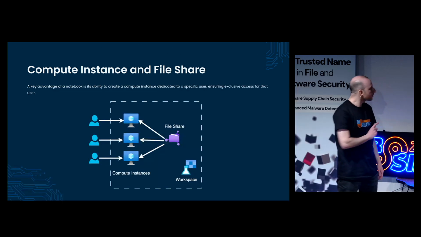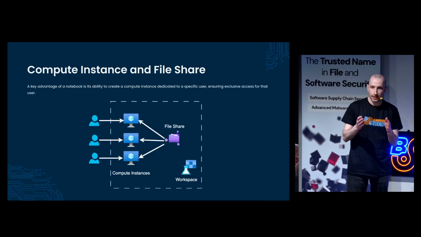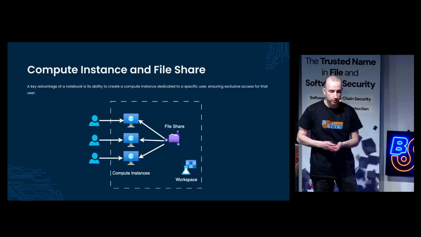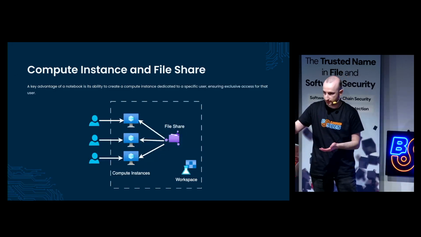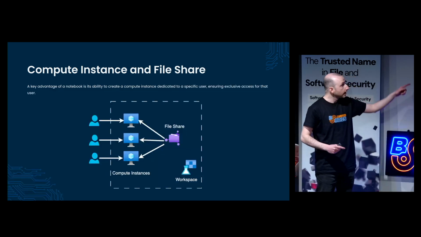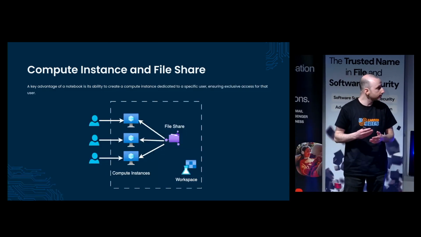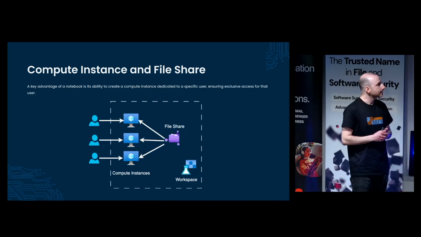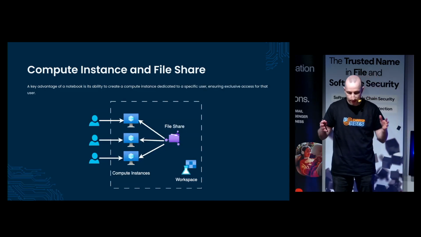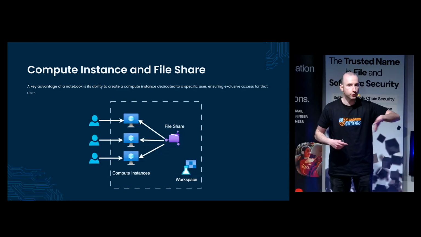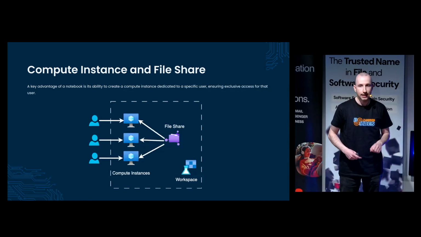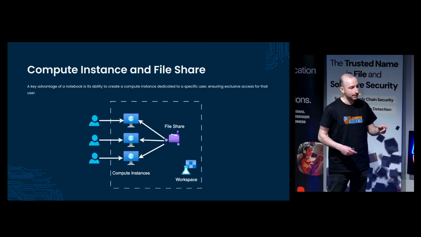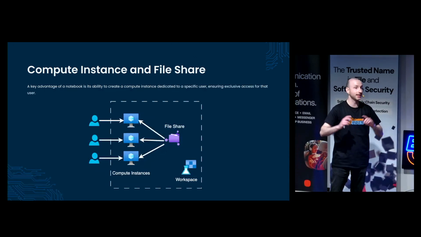Now, the interesting thing here is that you can assign a compute instance to a specific user, right? So each user is going to have his own compute instance. But each one of these compute instances has the same file share attached, okay? And this file share is where all the cloud files are stored. So all your notebooks and all your data are there and are shared between the users. So each user has access to a different compute instance, but they share the same files.